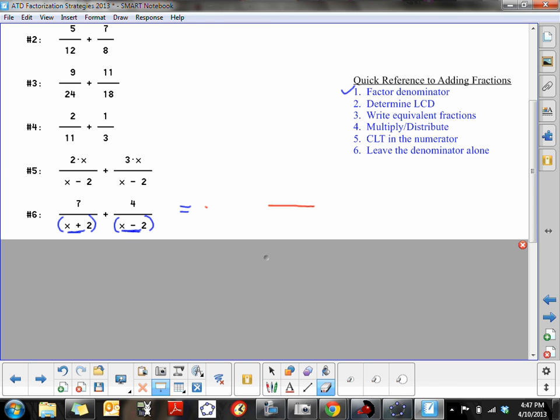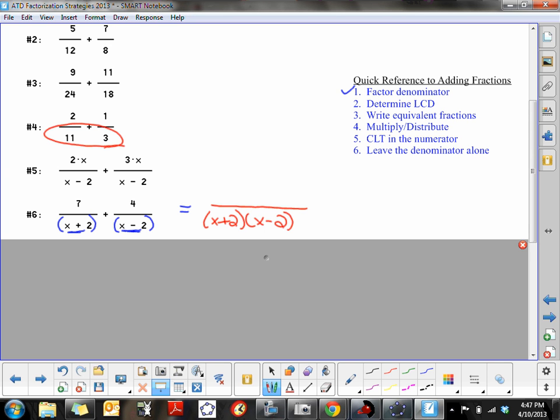Sorry about that, I was thinking 3 and 11. So what we do is we put our x plus 2 times x minus 2 in the denominator. Remember, when 3 and 11 didn't have any common factors, really the least common denominator was the product of those two denominators. The next thing we do is we create equivalent fractions.